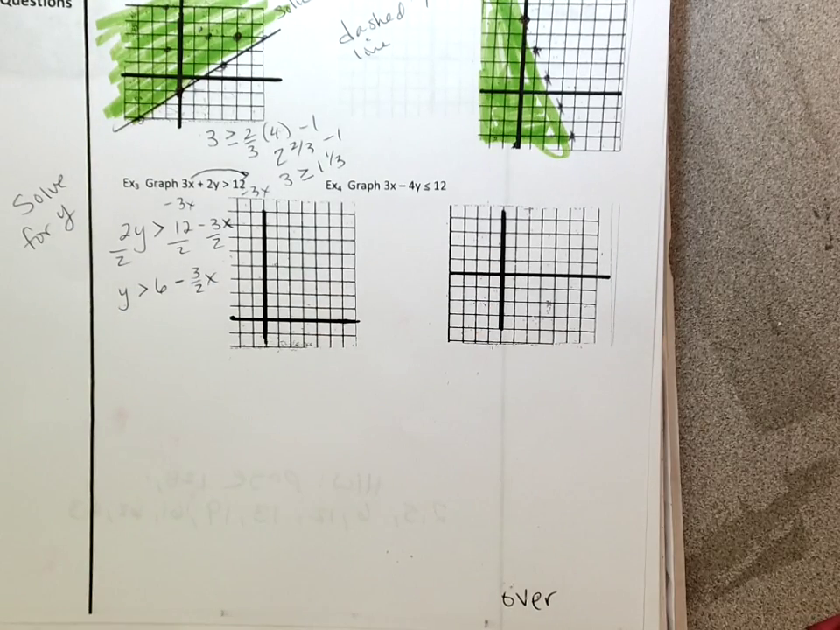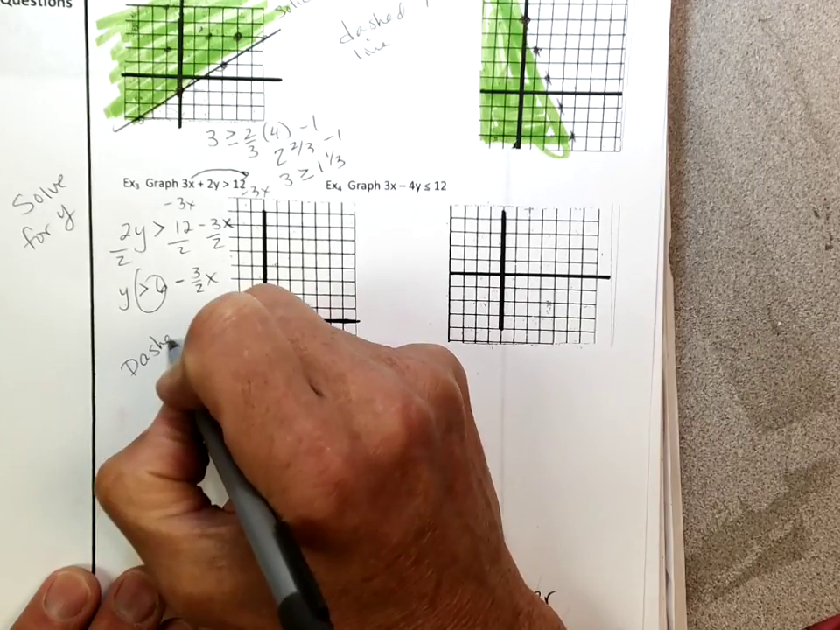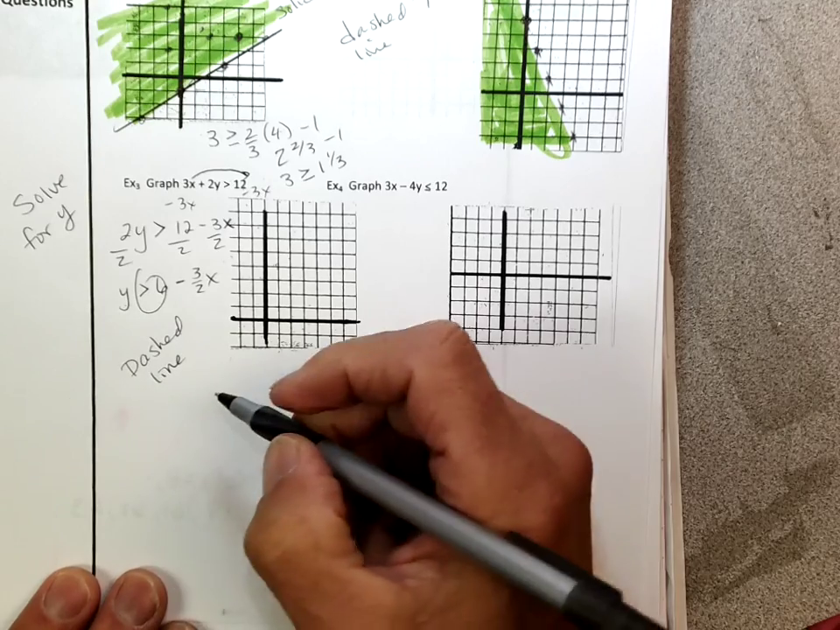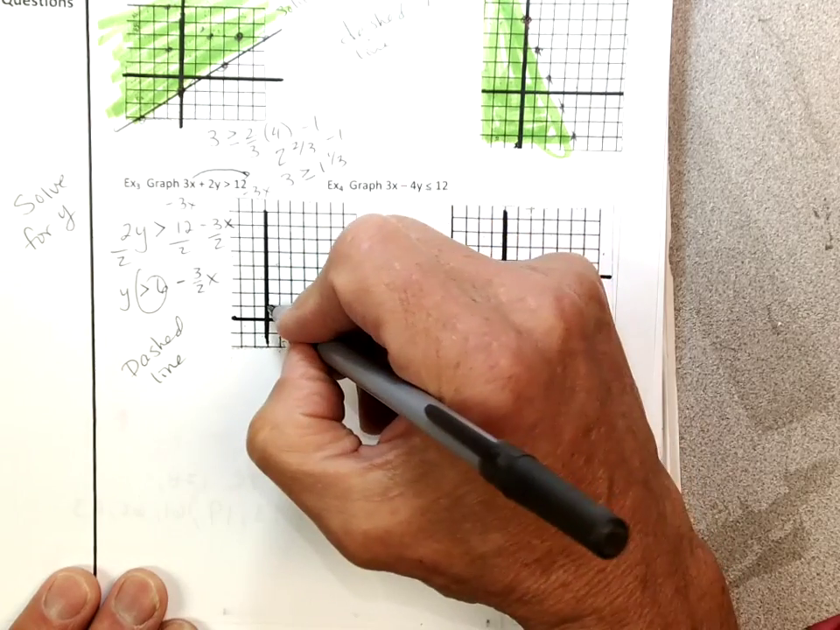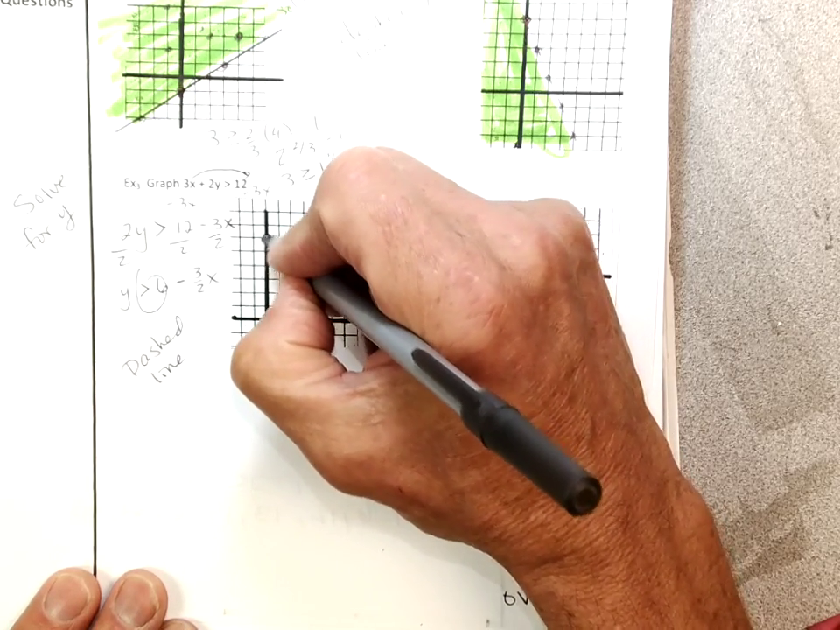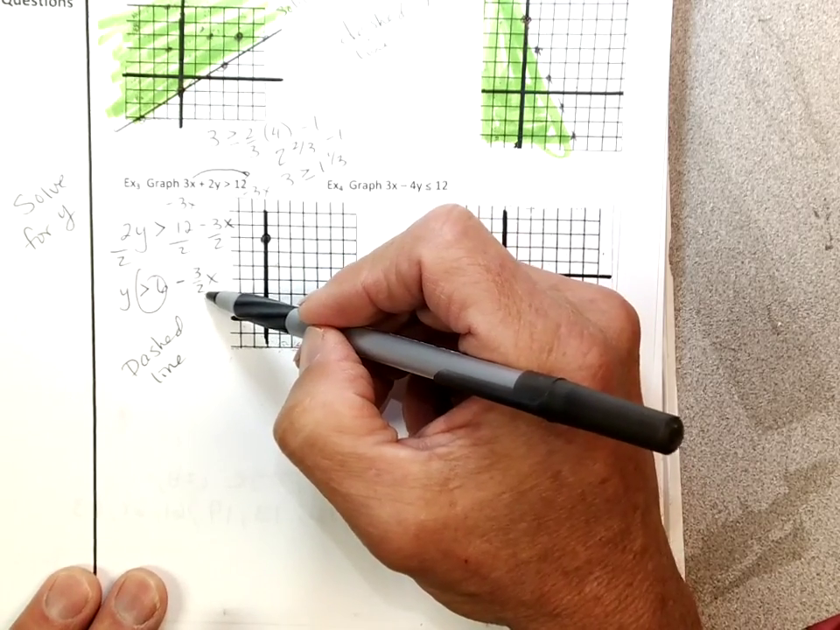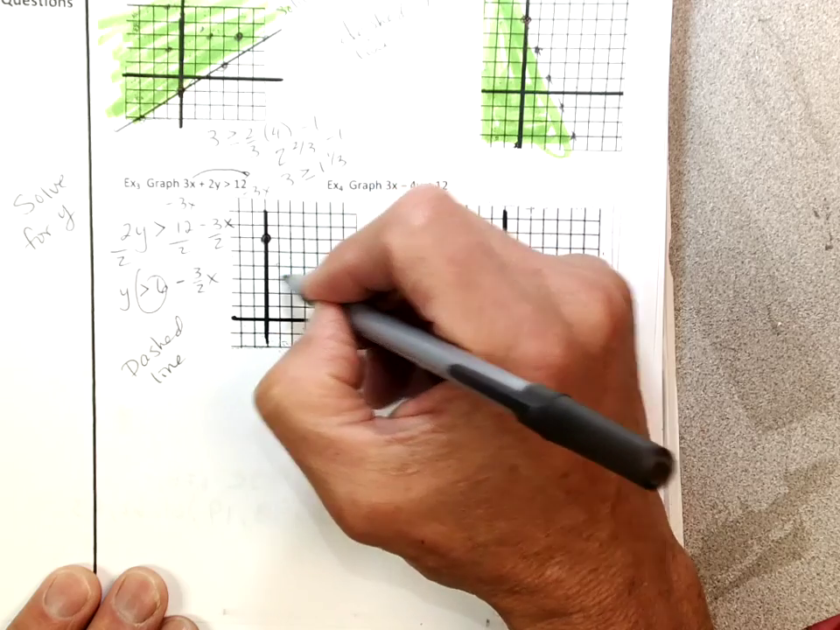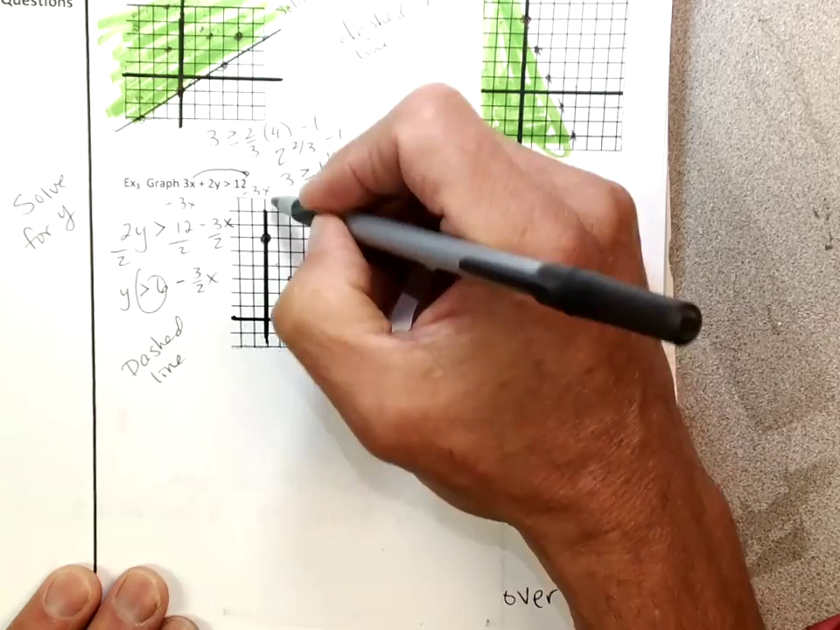Now I can graph it, but before I do anything, I know I'm going to make a dashed line. It does not have the little equal sign, right? It's a dashed line. So we'll start up at 6. That's my y-intercept. 1, 2, 3, 4, 5, 6. I'm going to apply my slope, which is negative 3 halves. So I'm going to go down 3 over 2, down 3 over 2, and so forth.